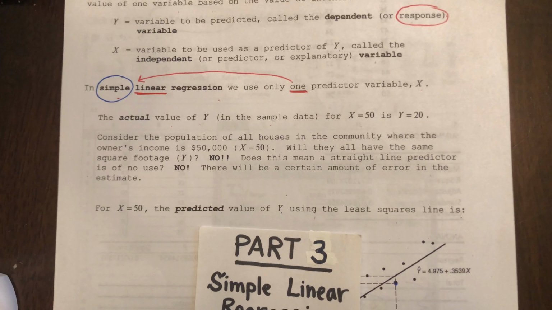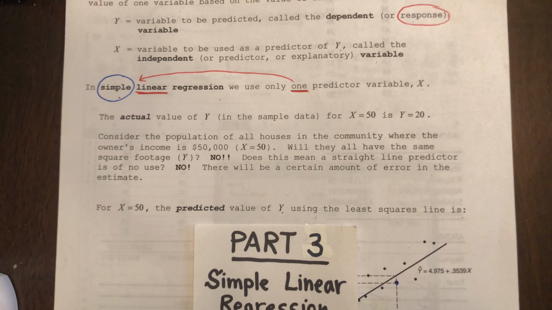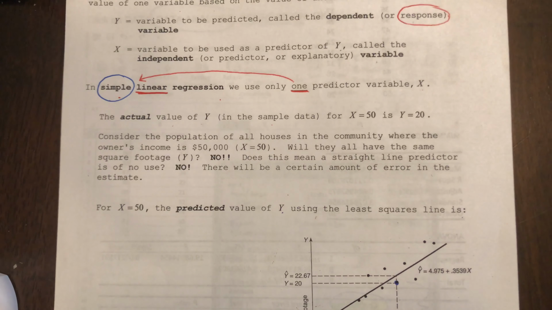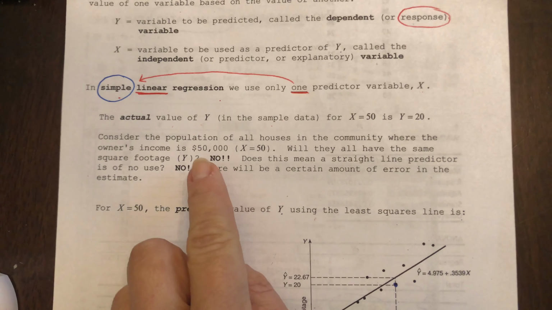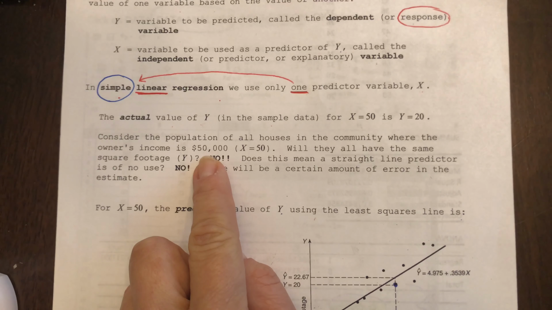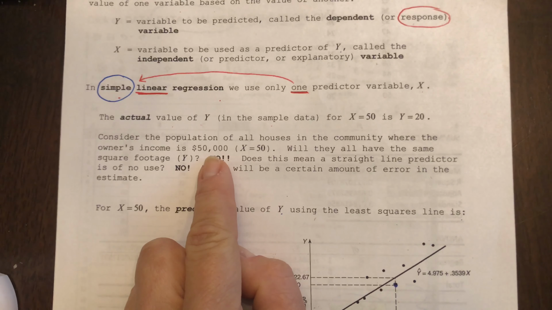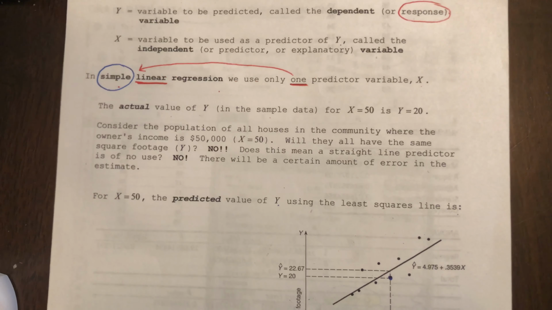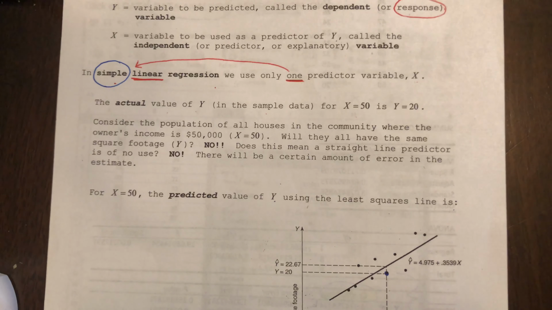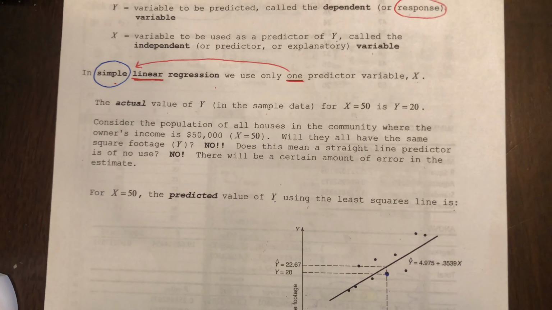Okay, so now we're going to talk again about how we predict using this line. What we said is that the population of all houses where people make $50,000 aren't all going to have the same size house. So the predictor is going to be more of an average. I don't care if you know that quite as much, but that's basically what's going on.